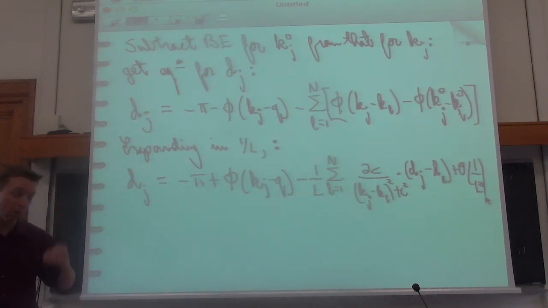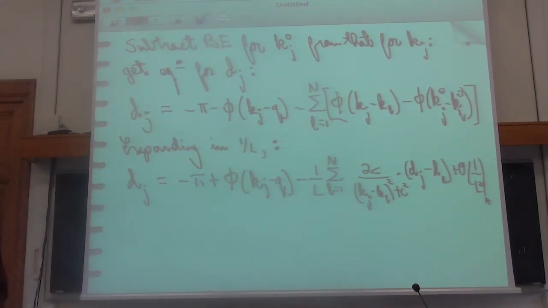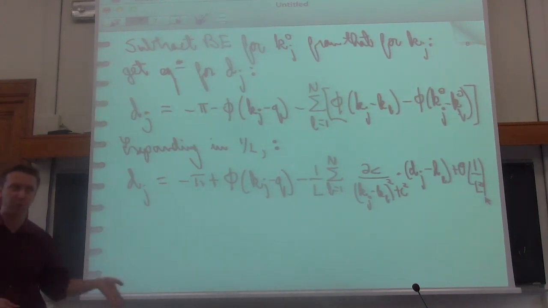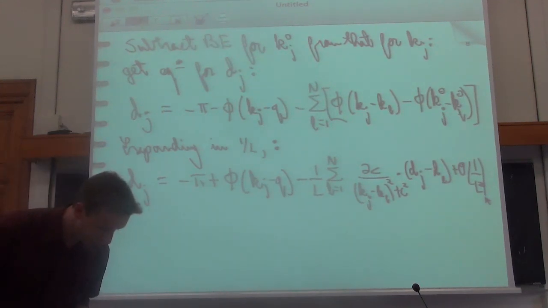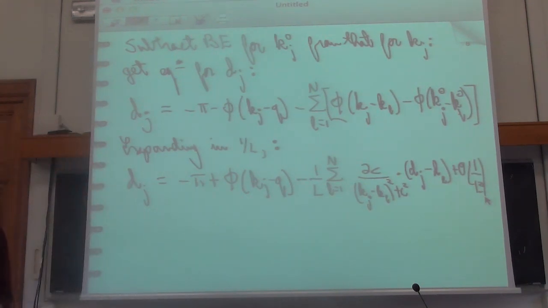So what we've done is transform the Bethe equations for the excited state relative to those for the ground state into a new set of coupled equations, but now for the displacements, the dj's. Maybe it's time to have a break. In the middle of the argument, let me give you a 10-minute break. Any questions about what we're doing now? You can think about it during the day.